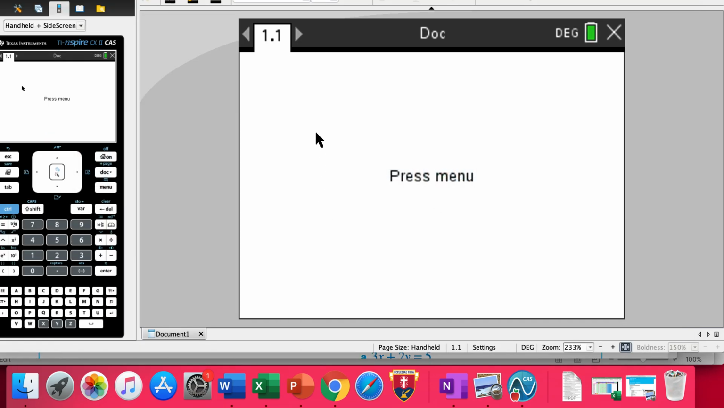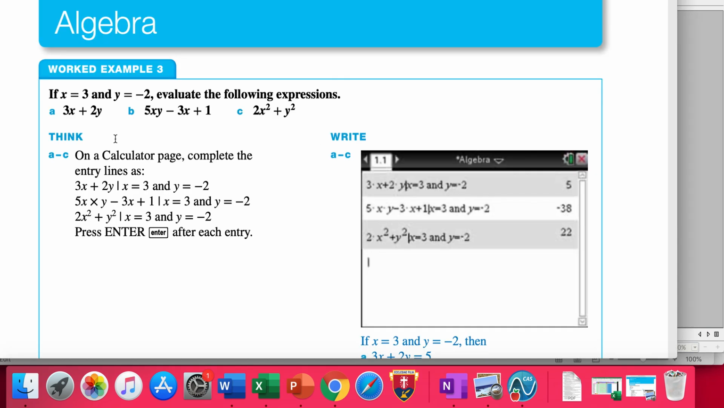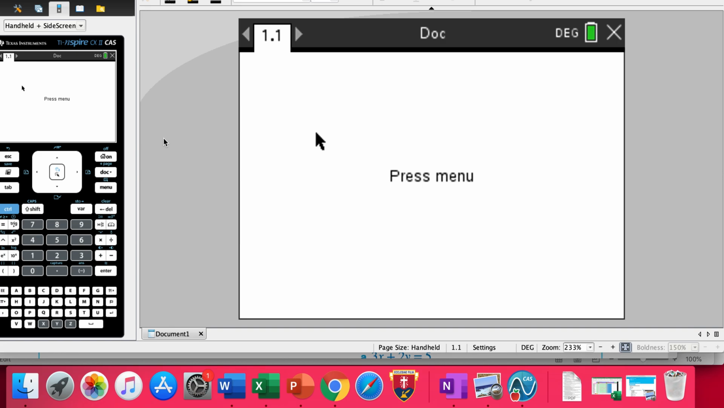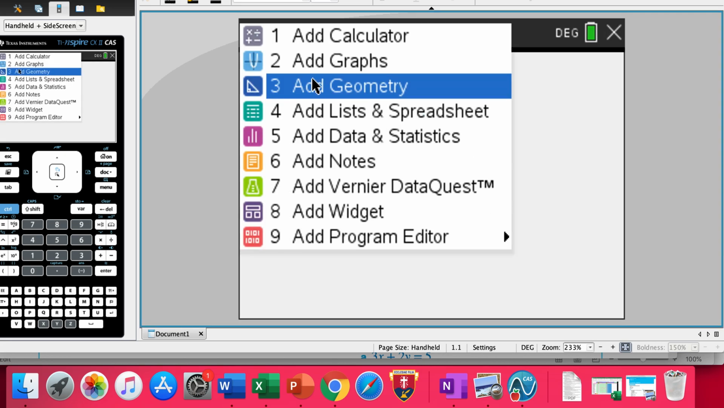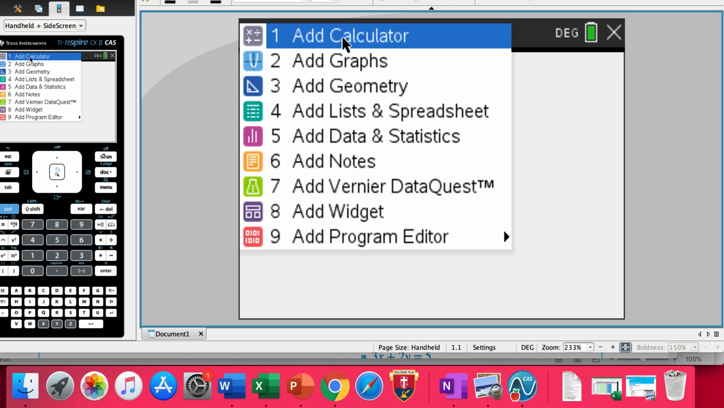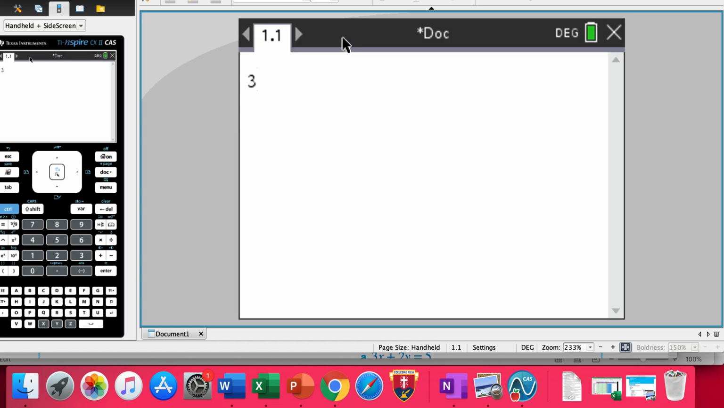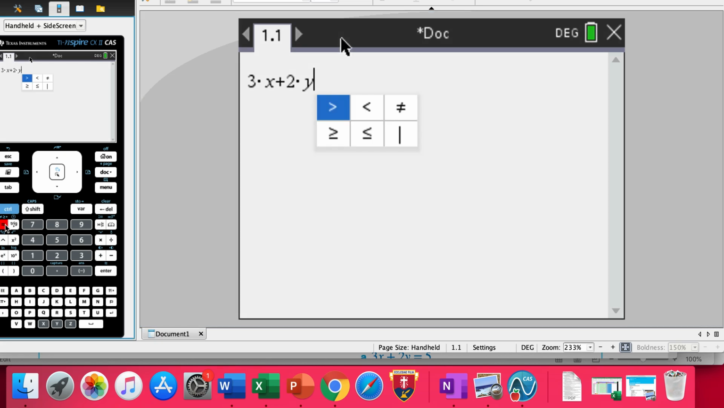Here I am. Okay, and I'm going to press the first example, which is 3x. So notice that when I'm writing 3x, I'm going to be writing 3 times x. Oh, why are you not writing? Oh, add calculator. Okay, there we go. Now 3 times x plus 2 times y.